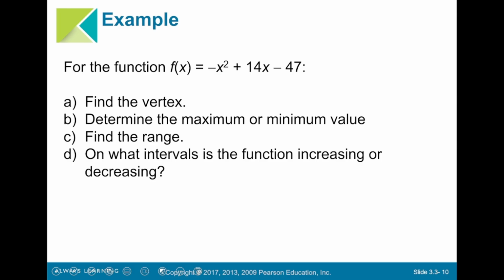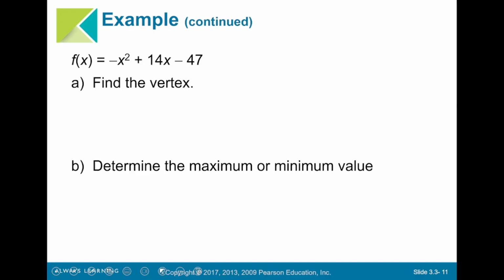So you might be given something like this. For the function negative x squared plus 14x minus 47, we're going to find the vertex, we're going to determine the maximum or minimum value, we're going to find the range, and we're going to figure out on which intervals the function is increasing or decreasing. So finding the vertex first.